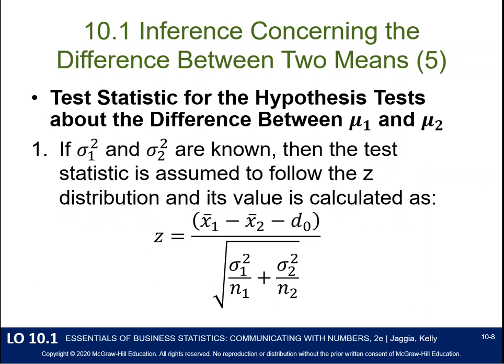Now I'm just going to show you these formulas. Of course, we're going to do this in Excel, which I'm very grateful for because these formulas are kind of nasty. So if we know the variance for both populations, then we'll calculate our z-score. And here's our very fancy formula for our z-score.